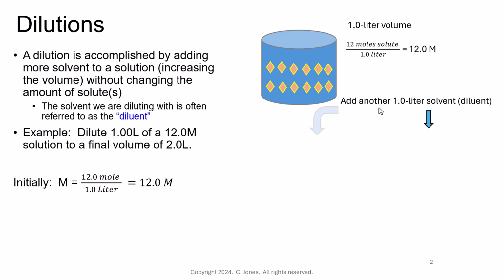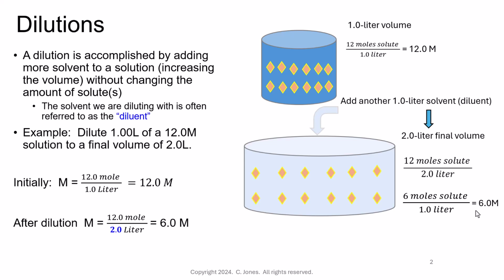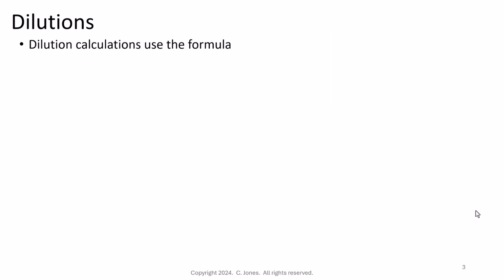But here we're asked to add another liter of diluent to give a final volume of 2 liters. The volume has doubled, but we still only have 12 moles of solute. Putting that into our molarity equation, it's 12 moles of solute per 2 liters of volume. Simplifying, this becomes 6 moles of solute per 1 liter, or a 6 molar solution. On the left, I've put that into equation form without the images. We've doubled the volume and decreased the concentration by half. So you can think your way through this problem, but there's a better way to do this.